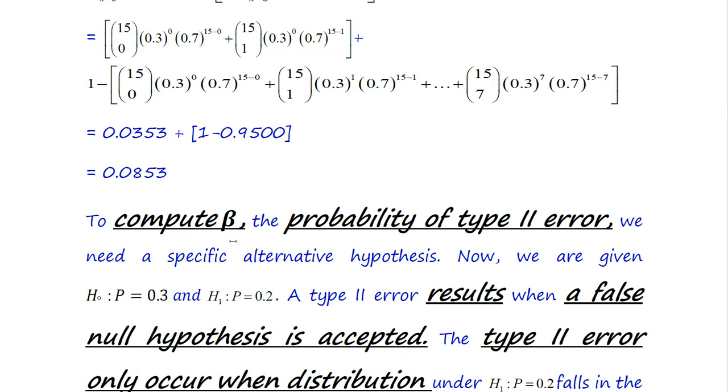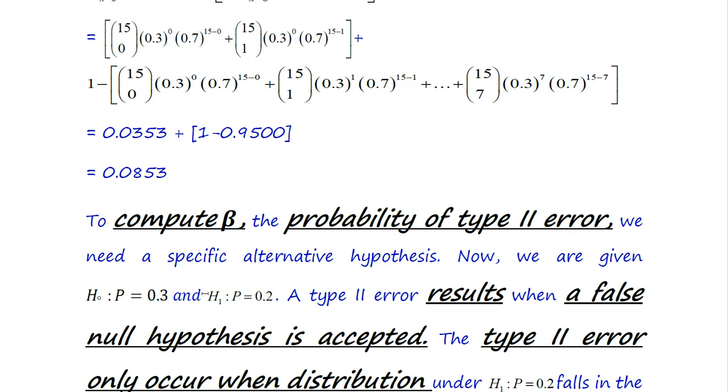To compute beta, the probability of type second error, we need a specific alternative hypothesis. We are given H0: p is equal to 0.3, H1: p is not equal to 0.3. So not equal to 0.3 means it could be 0.1, 0.2, 0.4, 0.5, any value up to 0.9. To calculate beta, we need a specific value for the alternative hypothesis. In our question, this value is given.